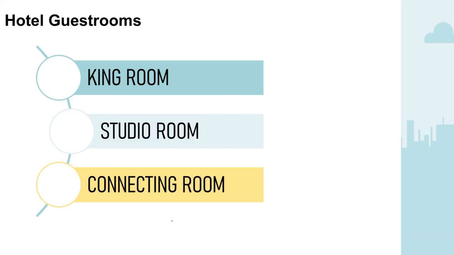So next one is the connecting room. So si connecting room naman, it has rooms with an individual entrance doors from the outside and a connecting door between. So inside the room, meron pang isang door na wherein makakapasok tayo sa isang room pa. So guests can move between rooms without going through the hallway.